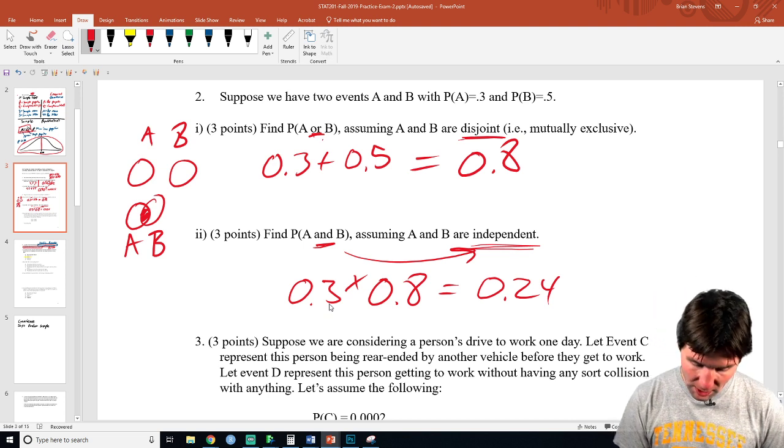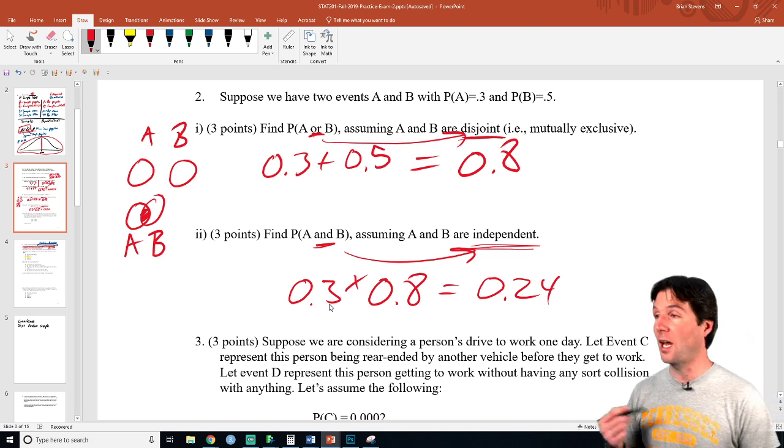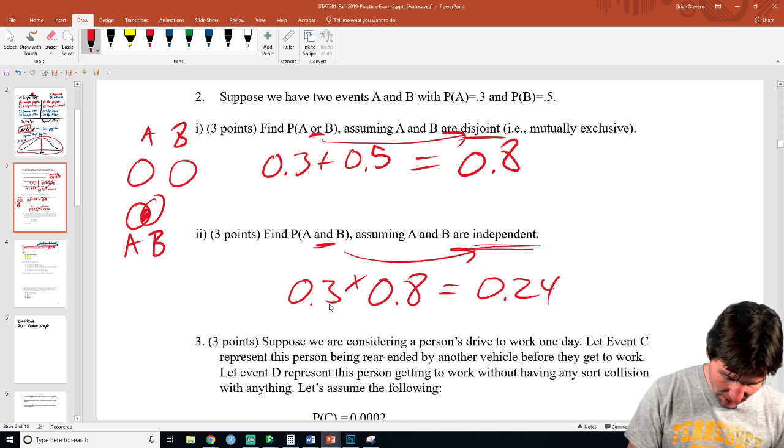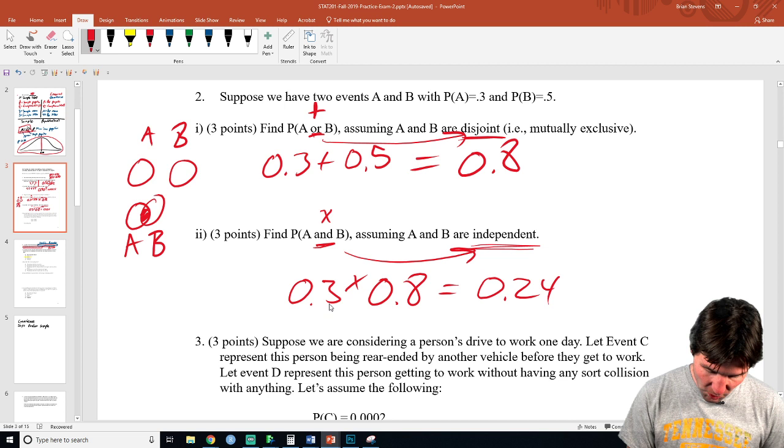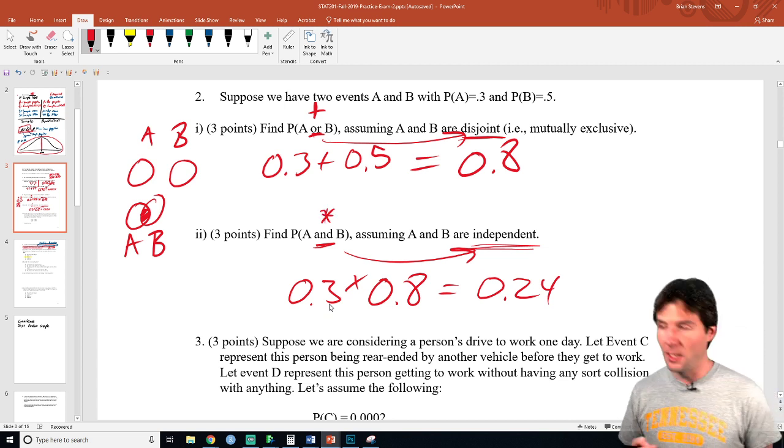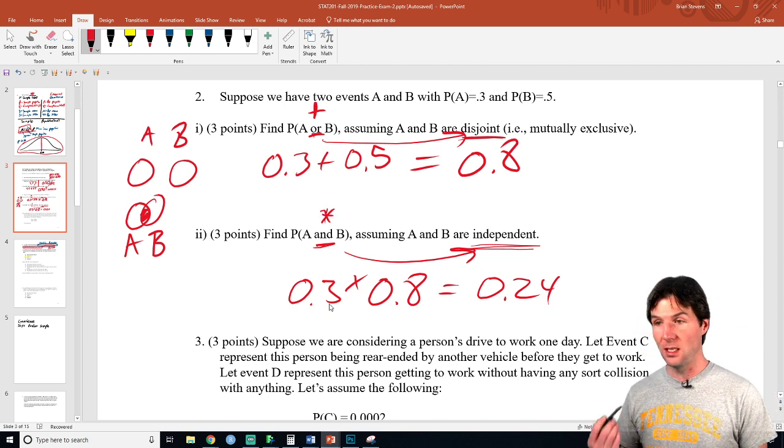And if you notice, I'm trying to connect these words right here, that if you want to add, the addition rule right here is the word or, and they need to be disjoint. And then the multiplication is the and word. And to multiply, they need to be independent.